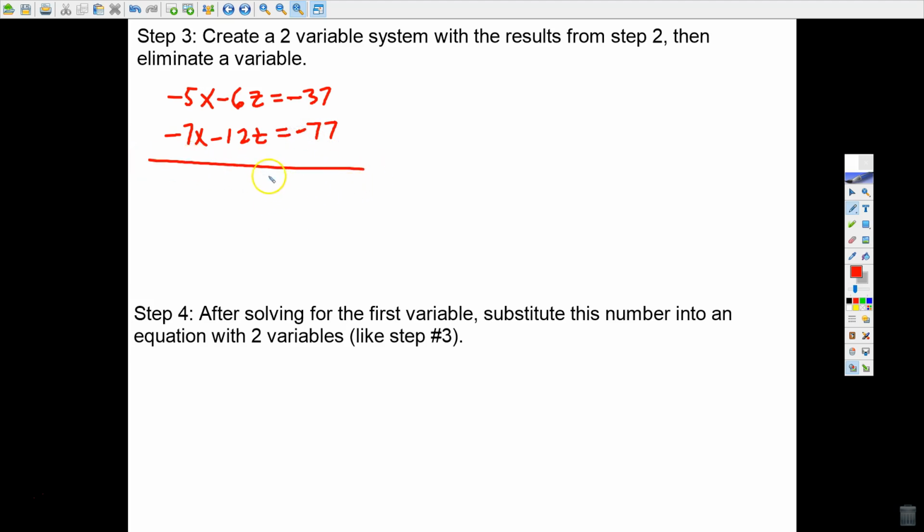All right, and so pretty obvious that the best choice for elimination will be to eliminate z, and I can do that by multiplying either by 2 or negative 2, depending on whether you want to add or subtract. And I'll just do negative 2 across the top equation. Nothing will be done to the bottom equation, and that will force opposites so that when we add, z will be eliminated. So this will be positive 10x plus 12z, and negative 37 times negative 2 is 74, and the bottom equation will remain the same.